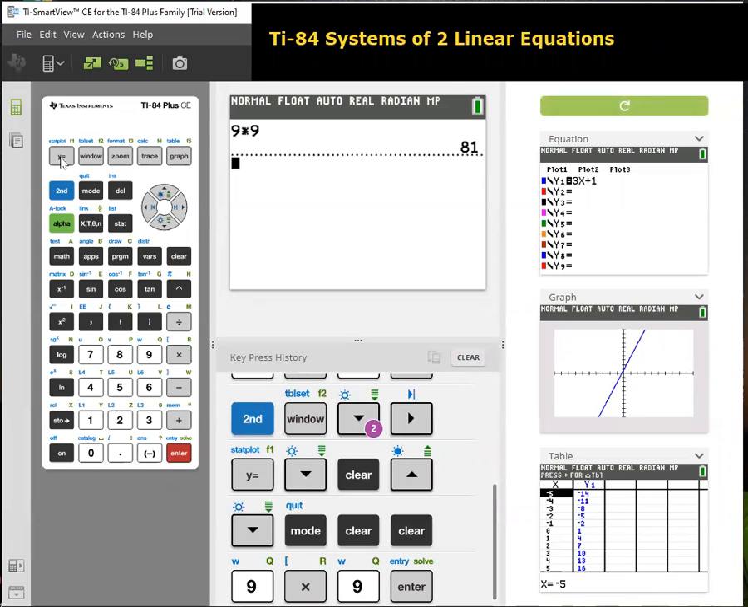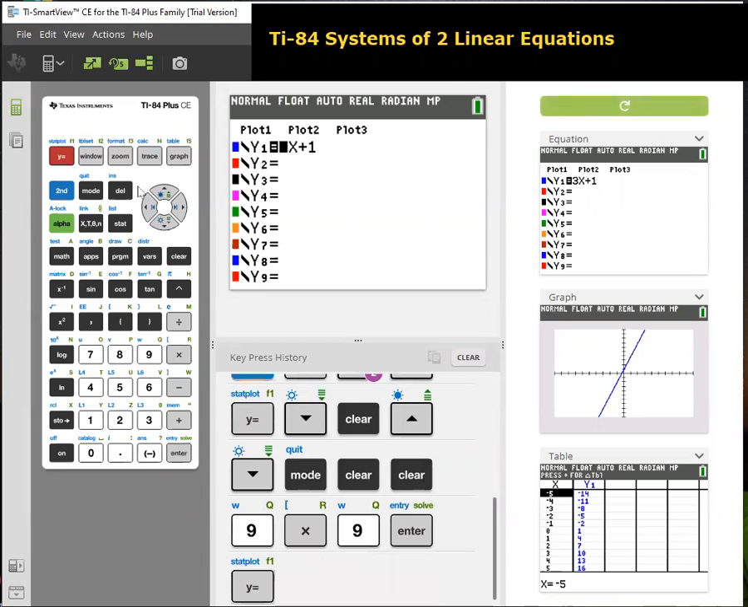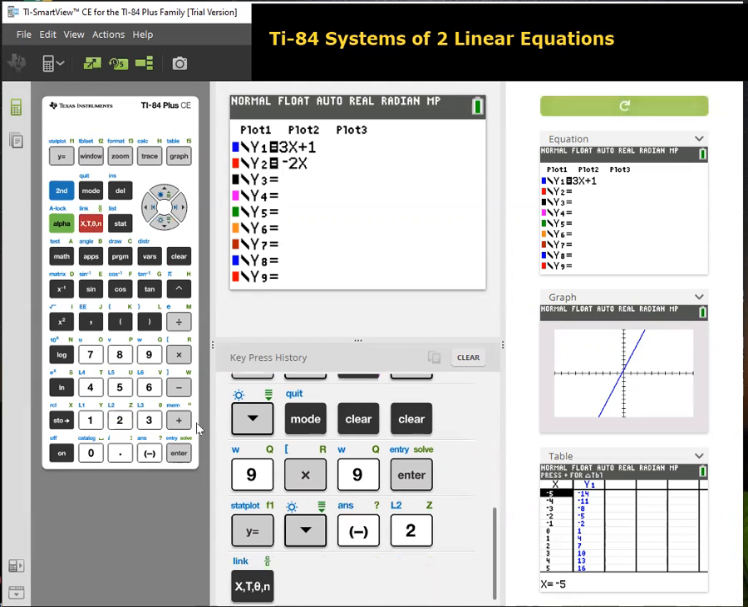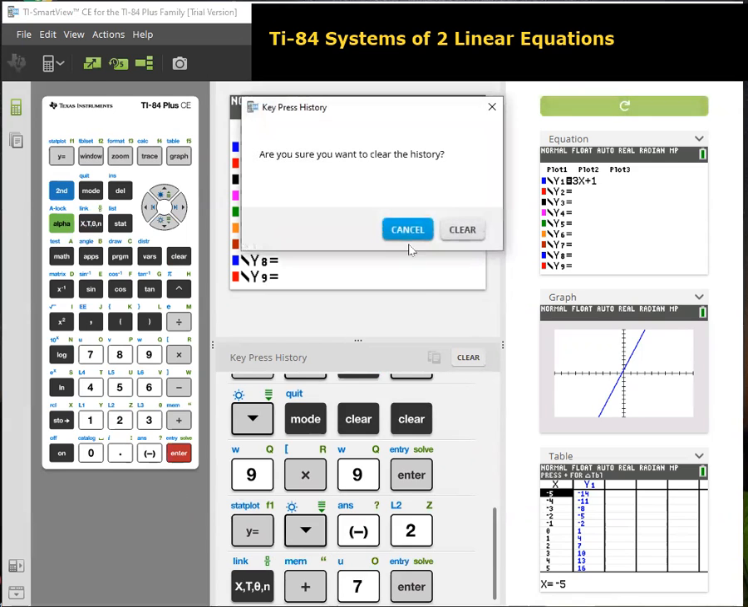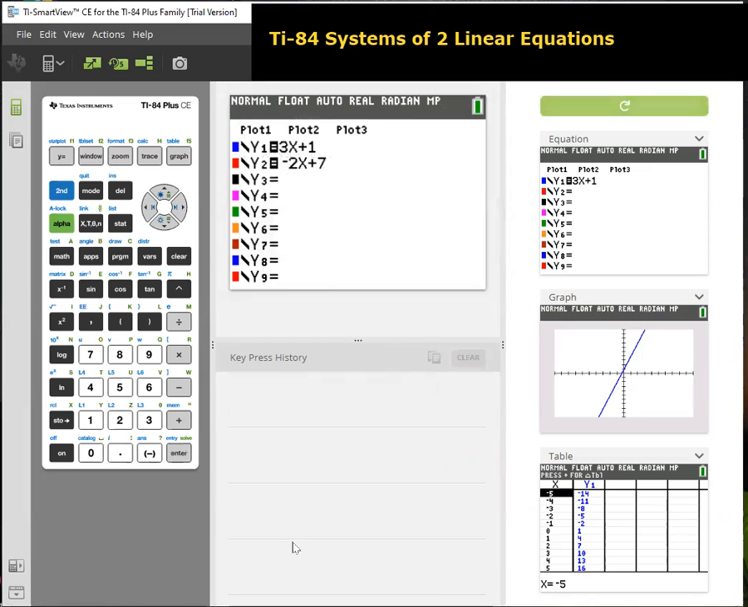And if you remember from the previous video, you click y equals to enter your list of equations. Here, the first equation listed is 3x plus 1. For the second equation, I'm going to type in, say, negative 2x plus 7. So my key history for the calculator is down below. And so you can see both equations here.